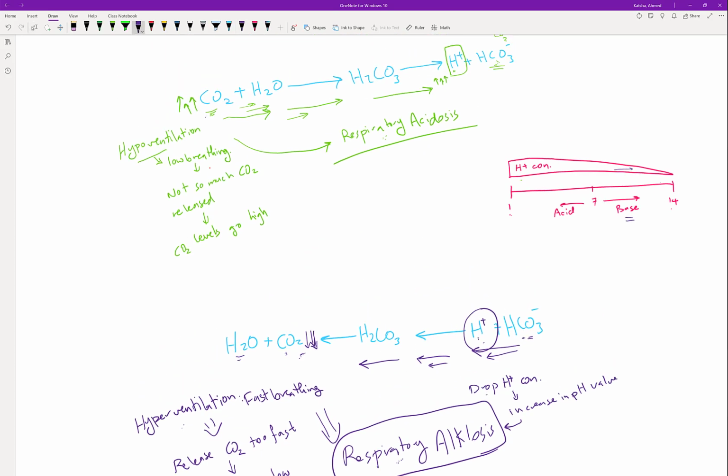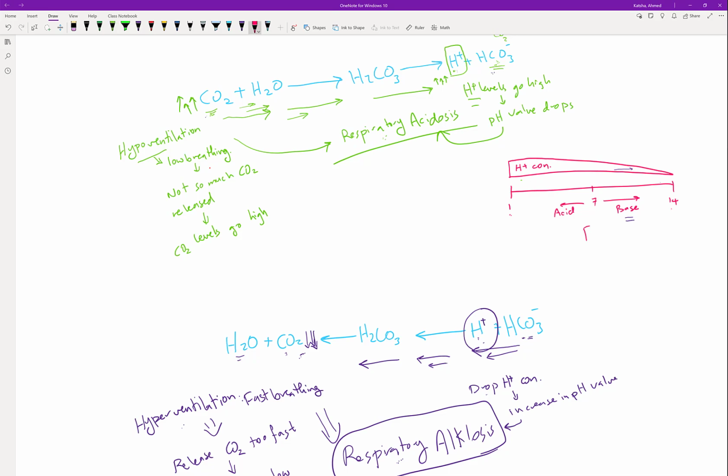Over here it was the opposite. Hypoventilation will give us high CO2 levels. In order to take them out, we put them in the bicarbonate, and we'll get the hydrogen ions. So here hydrogen ion levels will go high, which will cause a drop in the pH value, which is the respiratory acidosis. The concentration of hydrogen ions is always inversely related to the pH value.